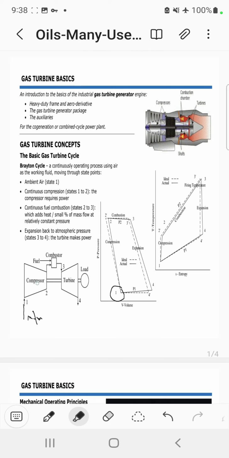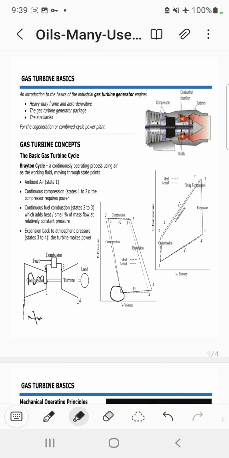It's going to the compressor. Then the compressor is compressing the air. So we are going from stage 1 to 2, which is the compression stage. As written here, continuous compression states 1 to 2, the compressor requires power. So then it is going like this, compressed air up to here.